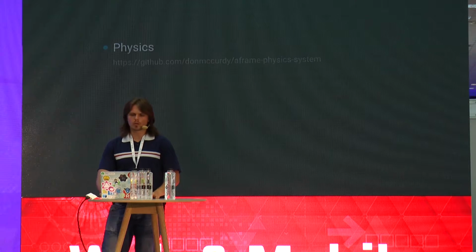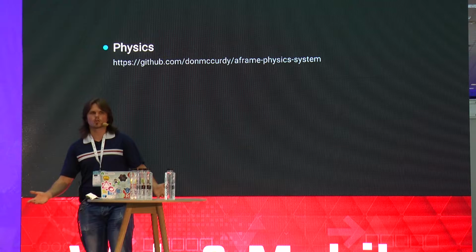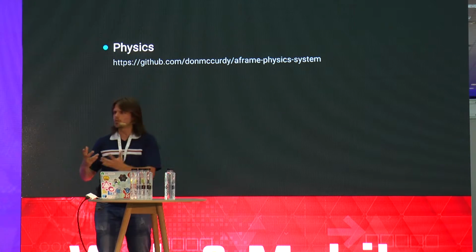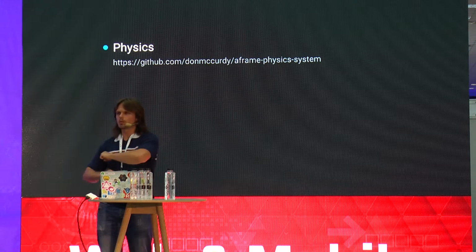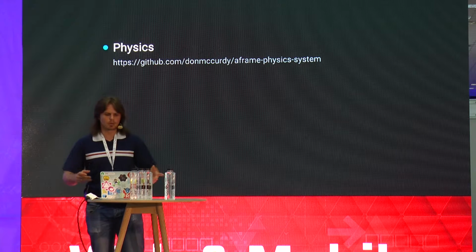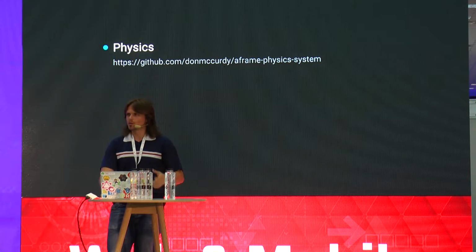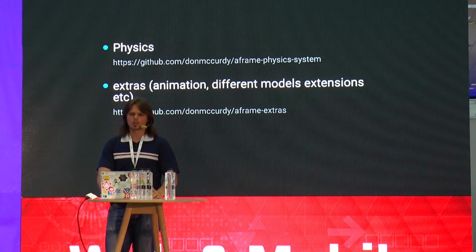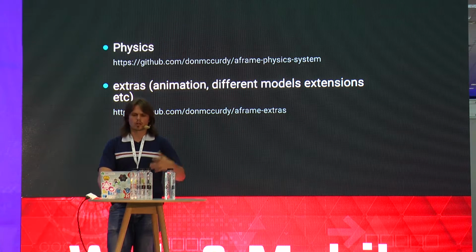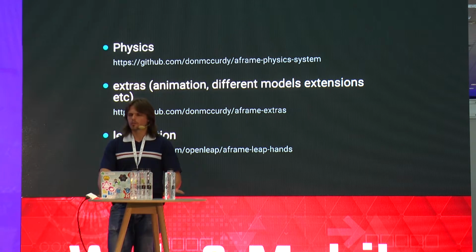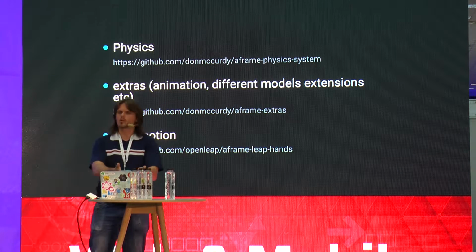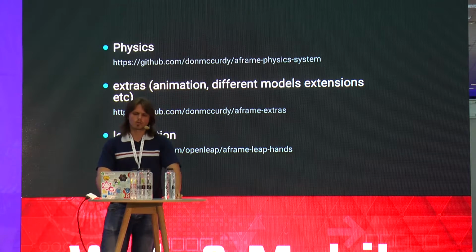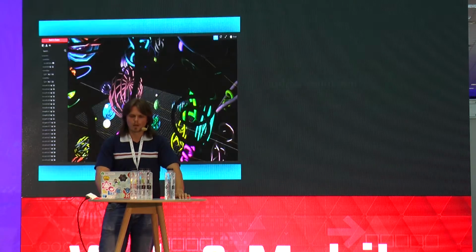So there are various community packages. You want to use physics, right? You write WebVR, so obviously you will have collisions. You will have, I don't know, throwing balls around, throwing particles, shooting at people or whatever. So you will need physics, right? You will need various extras like animation, different models, extensions, etc. For example, you want to use Leap Motion. Leap Motion is a tiny controller that can track your hands, so there is an extra for that also. And there are a bunch of others, you can Google them.